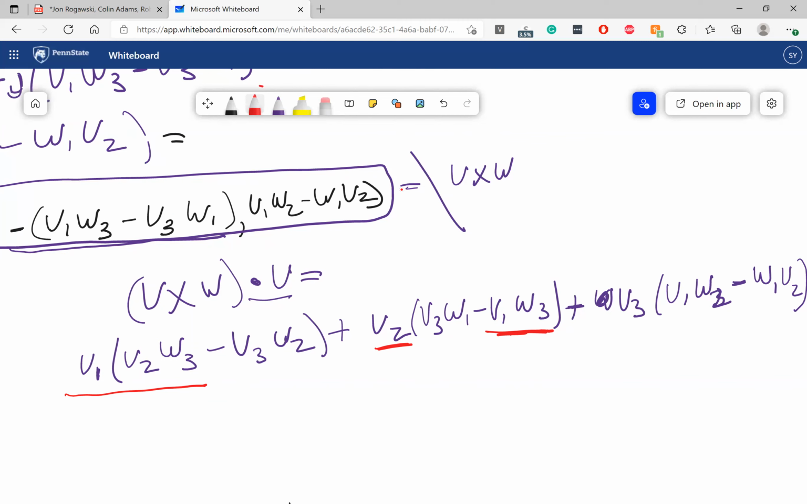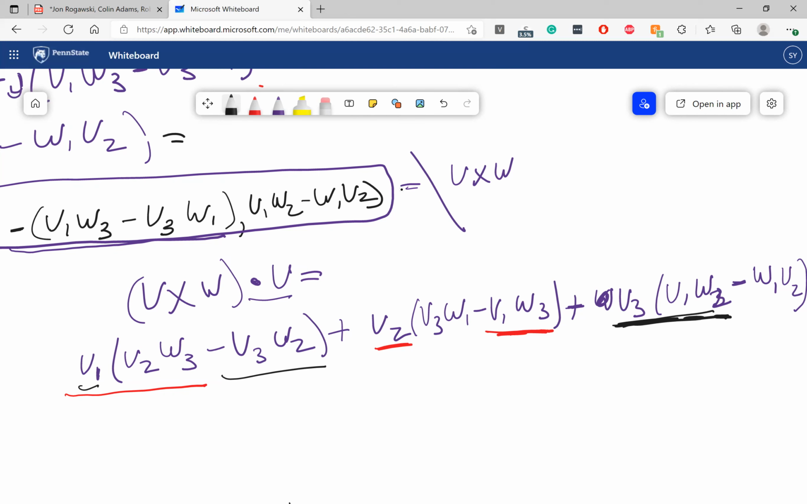Then V1, so this V1 minus V3W2, so V1, V3, and W2 cancels with this over here, because that is negative. It has a negative, and this is positive.